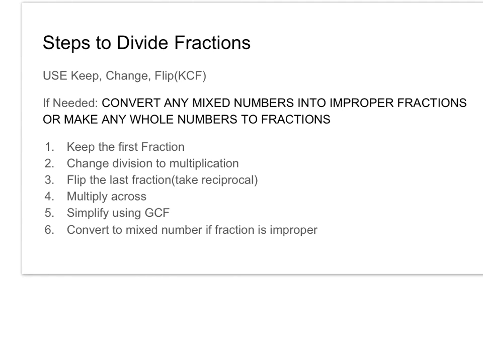Once you have it into a multiplication problem, you just follow the multiplication steps. It's basically multiply across: multiply your numerators, multiply your denominators. At the end, you need to simplify using your greatest common factors if necessary, and then convert to mixed numbers if improper by using long division if necessary. So the good way to remember it is keep, change, flip.